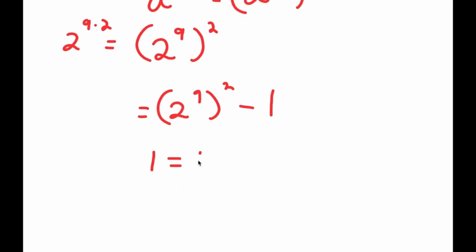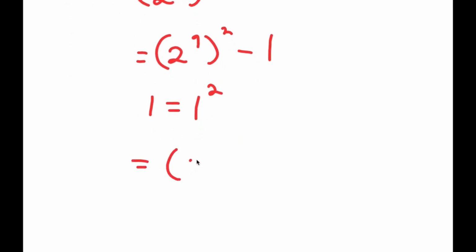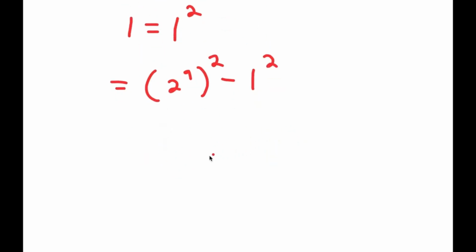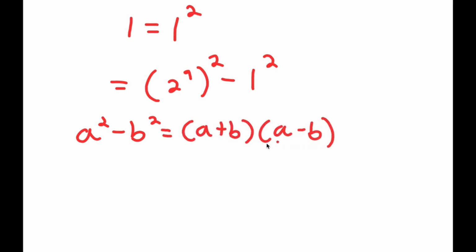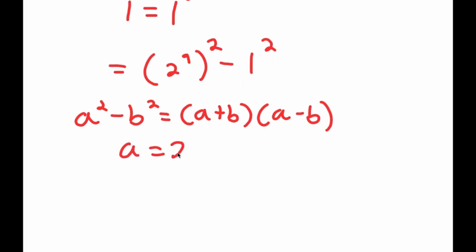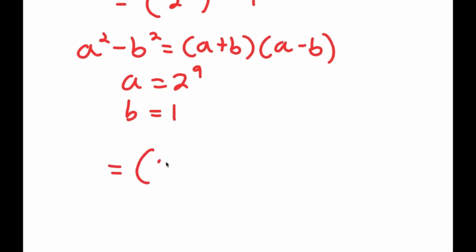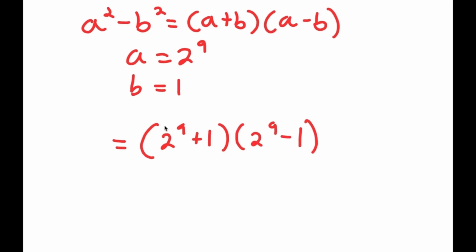And now 1 is the same thing as 1 squared. So I'm going to rewrite 1 as 1 squared. So I get 2 to the power of 9 to the power of 2 minus 1 squared. And the reason I did that was because now I can use this property: a squared minus b squared is equal to a plus b times a minus b. So I have 2 to the power of 9 squared minus 1 squared. So a is 2 to the power of 9, and b is 1. So now I get 2 to the power of 9 plus 1 times 2 to the power of 9 minus 1. Now what is 2 to the power of 9?